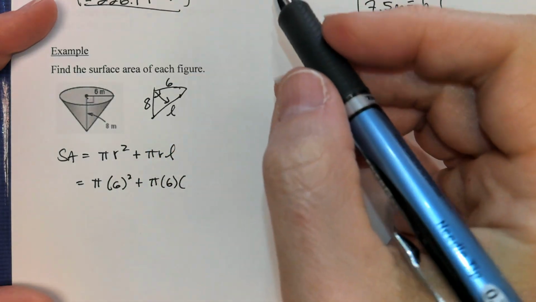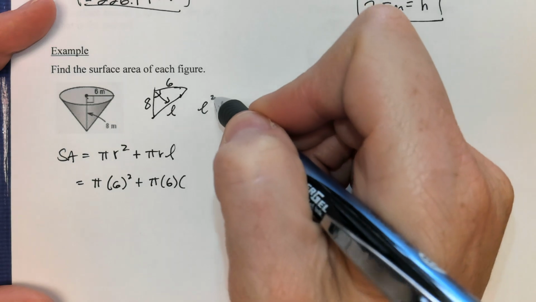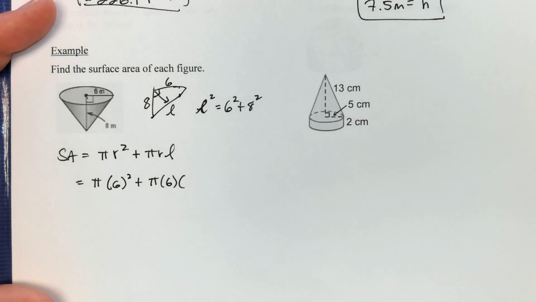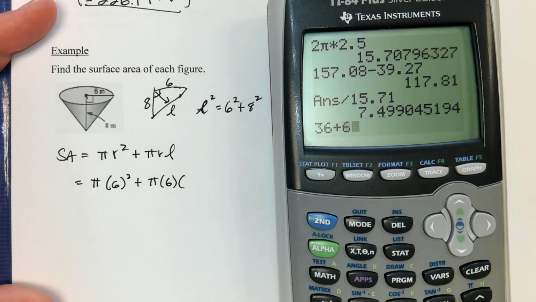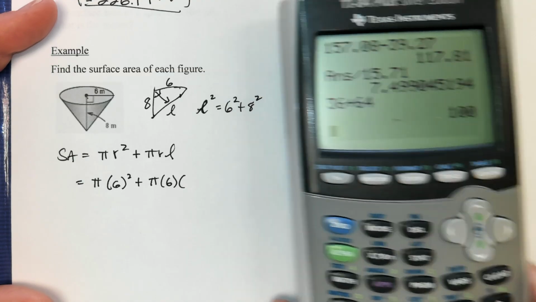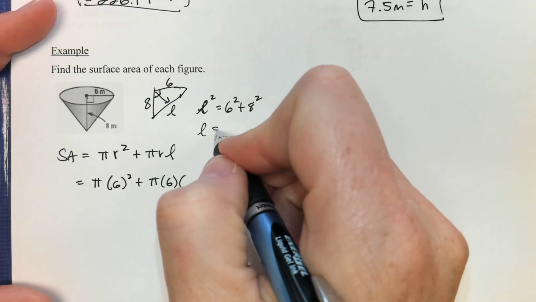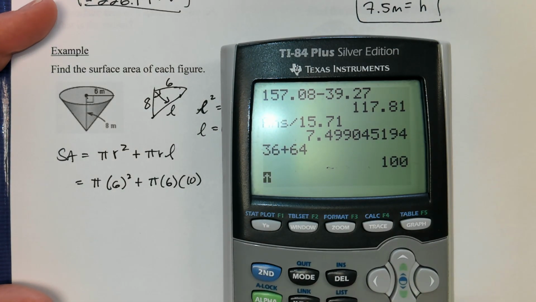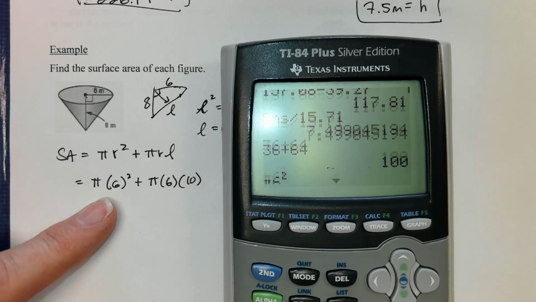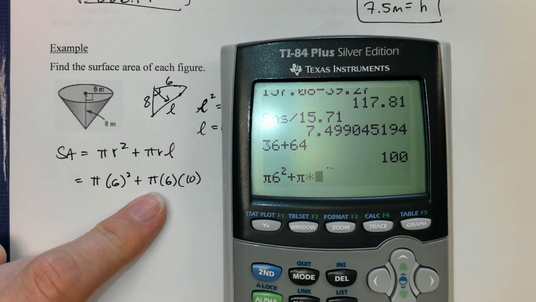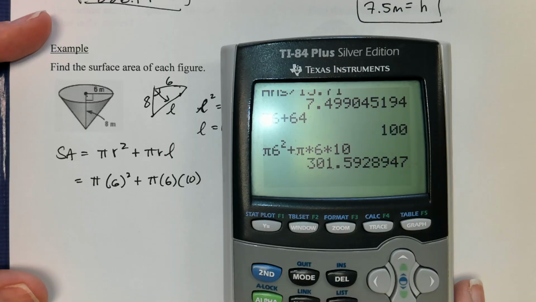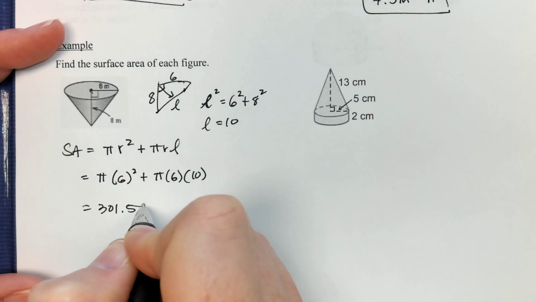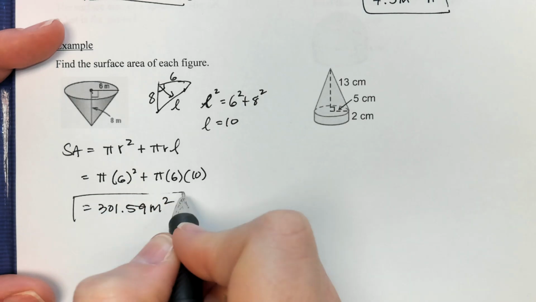And we're going to do Pythagorean's theorem in order to find out the slant. So slant, that's an L. 6 squared plus 8 squared. So 36 plus 64 gives me 100. So I'm going to square root 100, and I'm going to get a slant of 10. Now we can just plug all of that in. So pi times 6 squared plus pi times 6 times 10, which is about 301.59 meters squared on that one.